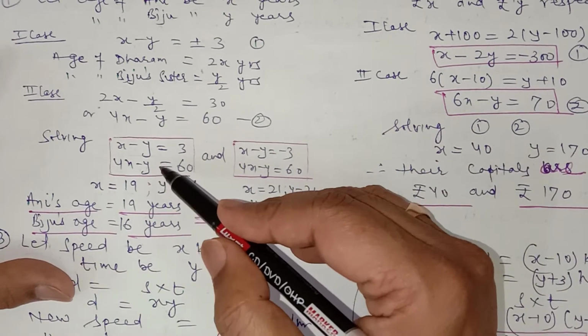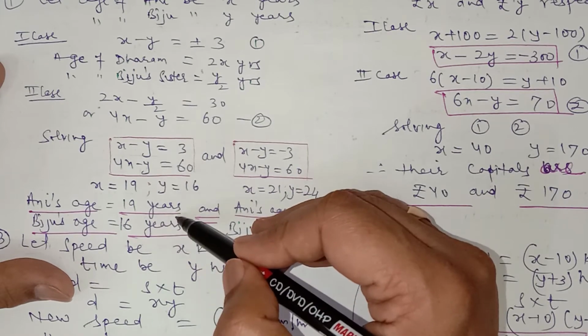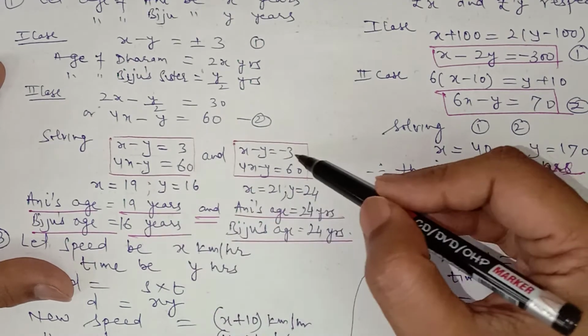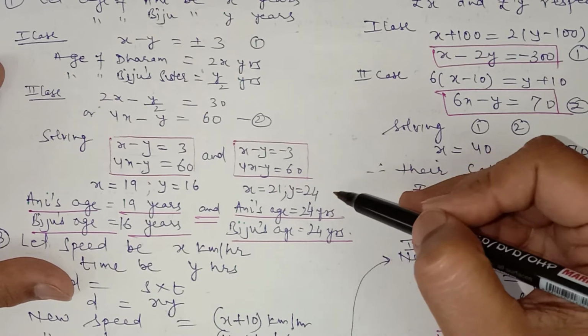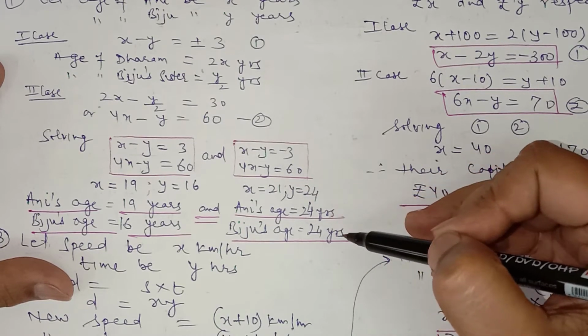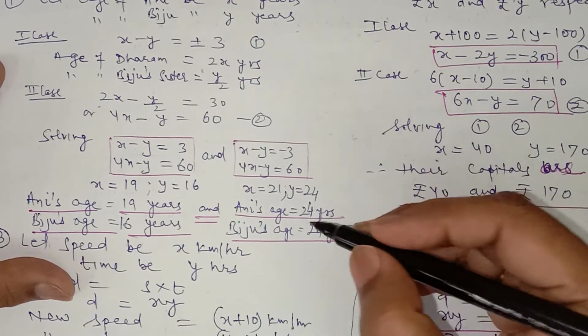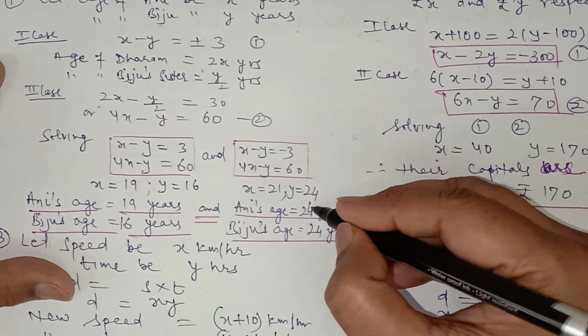So in the first case, the age of Ani will be 19 years and the age of Biju will be 16 years. In the second case, the age of Ani is 21 years and the age of Biju will be 24 years, 21 and 24.